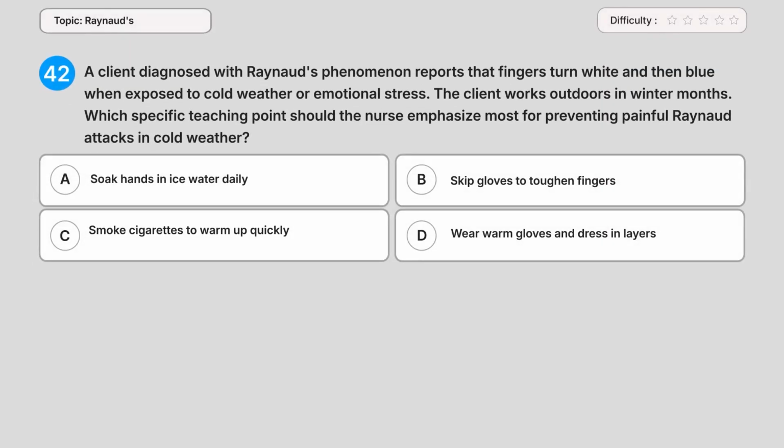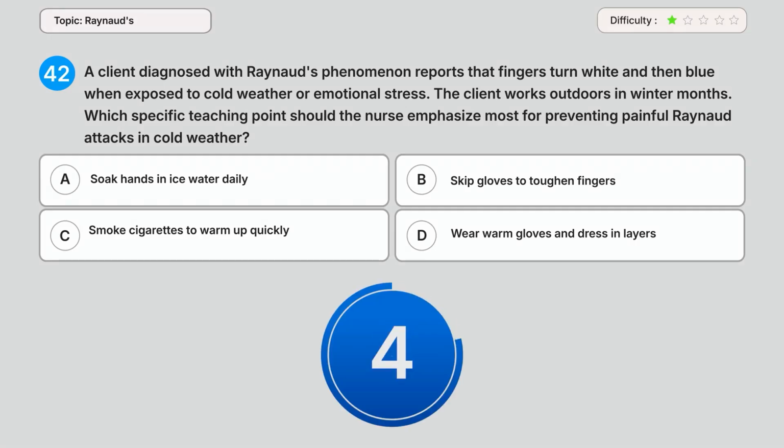42. A client diagnosed with Raynaud's phenomenon reports that fingers turn white and then blue when exposed to cold weather or emotional stress. The client works outdoors in winter months. Which specific teaching point should the nurse emphasize most for preventing painful Raynaud attacks in cold weather? A. Soak hands in ice water daily. B. Skip gloves to toughen fingers. C. Smoke cigarettes to warm up quickly. D. Wear warm gloves and dress in layers. Do you know the answer?